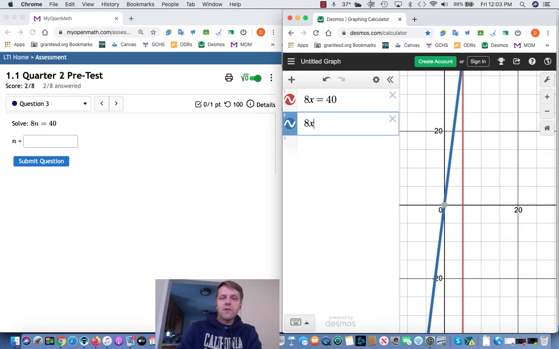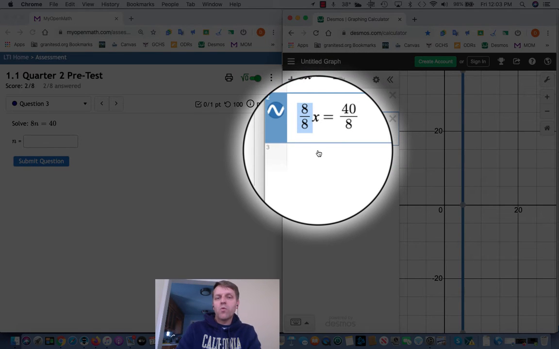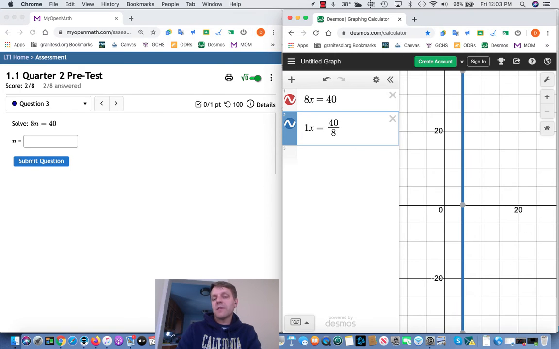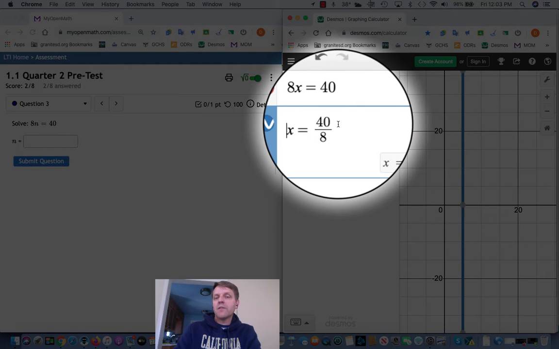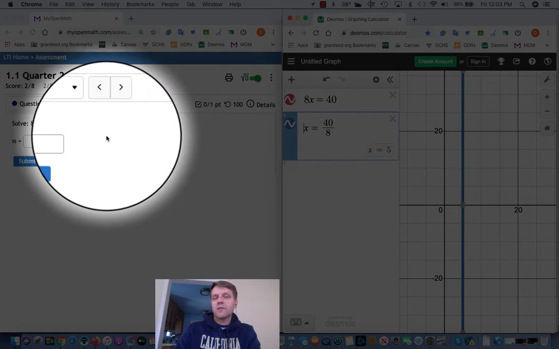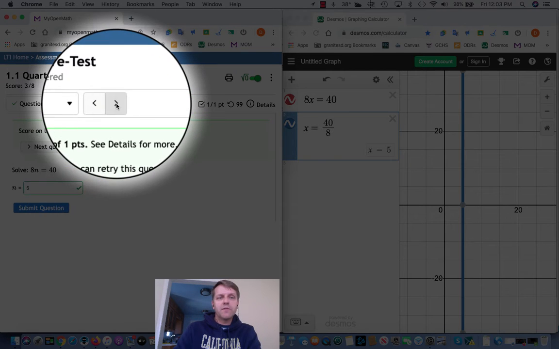And you could even think of it this way. You could divide both sides by 8. And what that does is 8 over 8 becomes 1. And 1 times x is x. So you have x is equal to 40 over 8. 40 divided by 8, which is 5. There we go. 8 times 5 is 40.